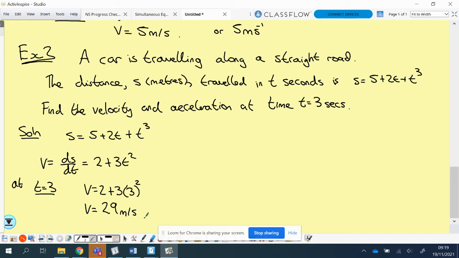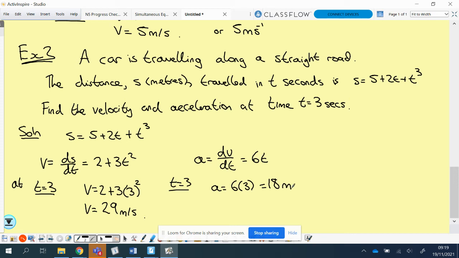If I want to work out the acceleration, well, the acceleration is the velocity function differentiated. Okay, so it's dv by dt. Then my velocity function was this over here. So if I differentiate that, I'm going to just get 6t. Therefore, at t equals 3, a would equal 6 lots of 3, which would equal 18.